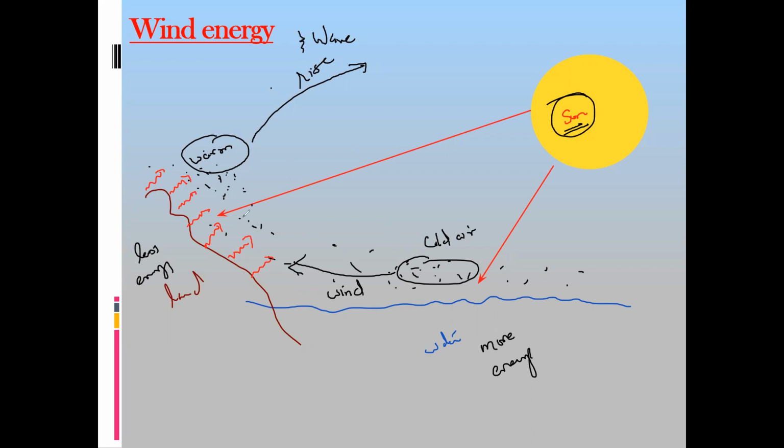So why is the cold air moving towards the land? Because air particles are moving randomly. It's like diffusion. When the air above the land becomes warm, there are fewer particles of air above the land as compared to that above the water. So they diffuse from a region of higher concentration to a region of lower concentration, and this movement of the air particles is known as wind energy.